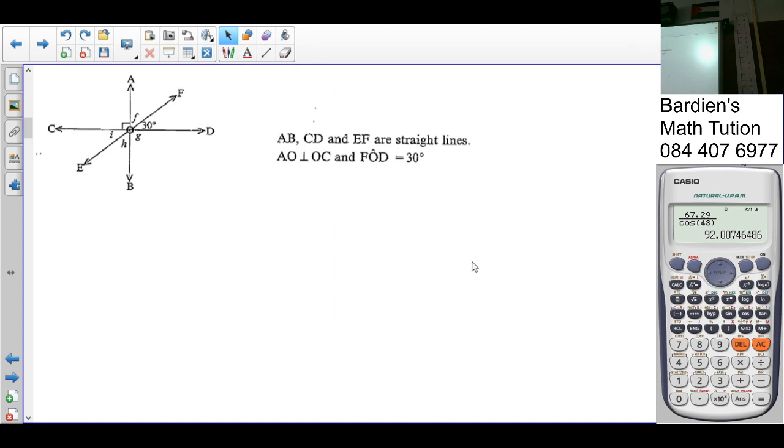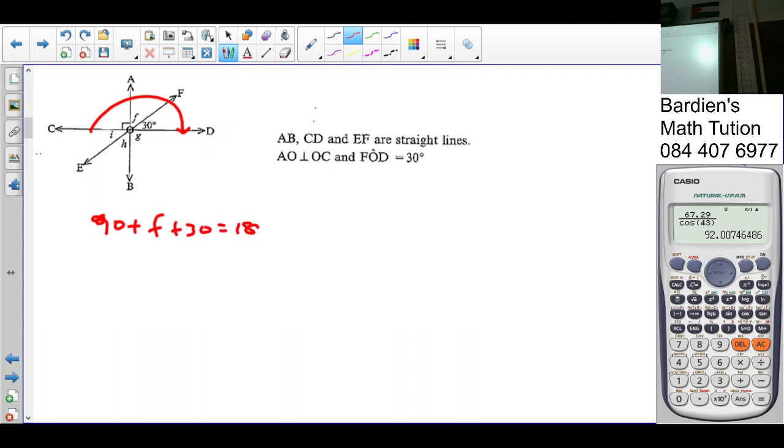Right, next one. We stopped at E. So I'm going to calculate F. 90 plus F plus 30 equals 180. Why? Straight line. Okay, so F is equal to 180 minus 90 minus 30, which is 60 degrees.